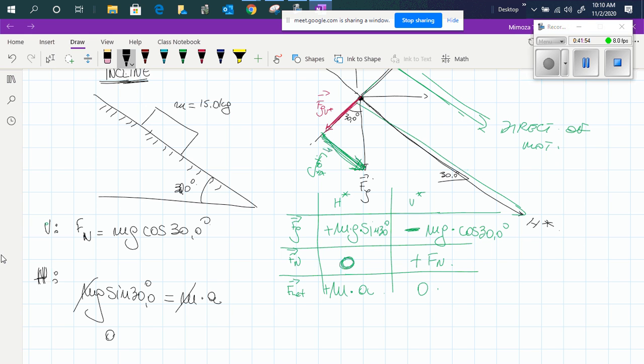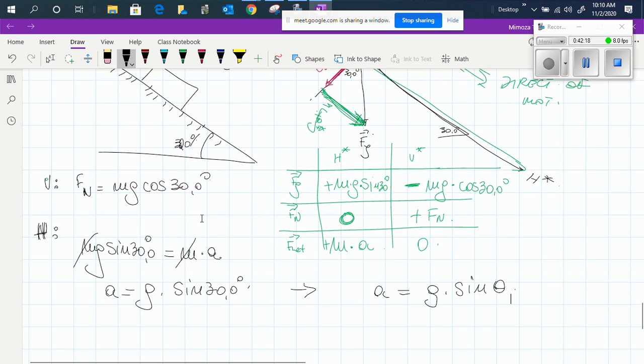Mass is the same, so acceleration will be g times sine 30 degrees, which is sine of the angle of the incline. And if this is a common, like a general one, theta, then acceleration will be g times sine theta.